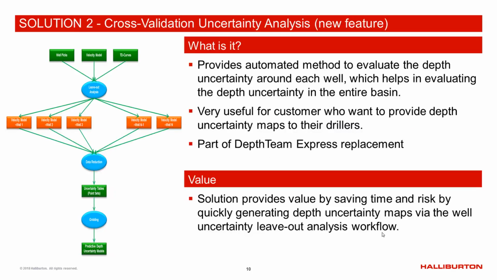The next major feature we had was called cross-validation uncertainty analysis, and we added lots and lots of uncertainty analysis to this release. And this, again, is another Depth Team Express feature replacement. In Depth Team Express, this feature was called leave-out analysis, and it's a very valuable feature where you can quickly generate depth uncertainty maps through this cross-validation workflow.